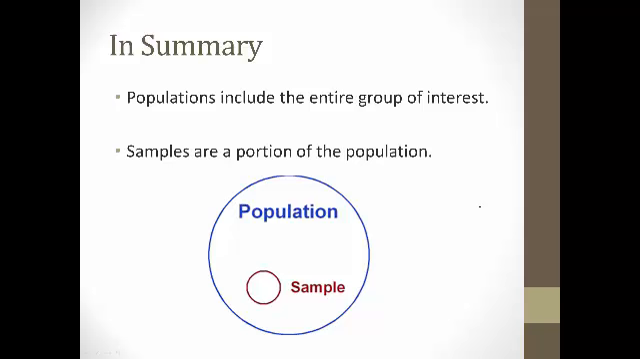In summary, populations include the entire group of interest, whereas samples are just a small portion of that population. As you can see here, population, large circle. Sample would be a smaller circle from that large circle. However, we can have different size samples. You could also have an even larger circle in the middle here that could also represent a sample.